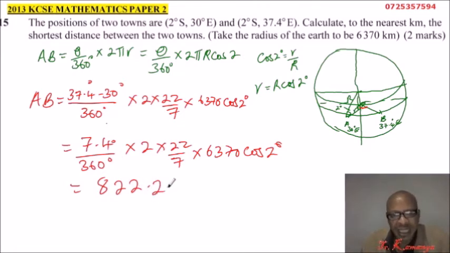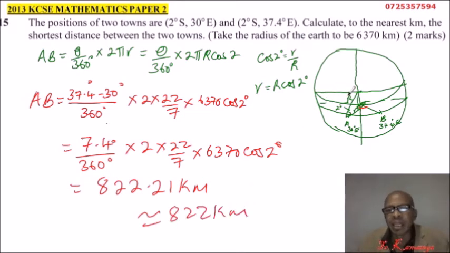So you just say it is 21. We are told in terms of kilometers, so this is kilometers. So the distance between A and B is 822.21 kilometers, or simply you can say about 822 kilometers. So that's how you work that out.